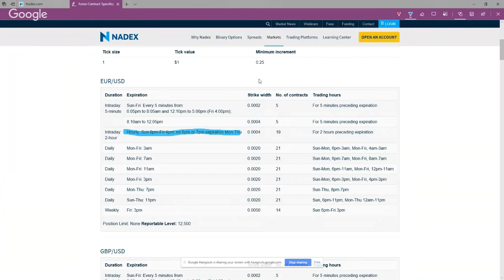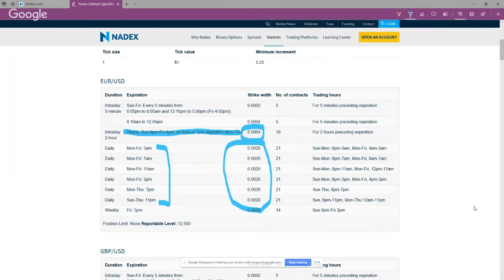Okay. But then it also tells you the strike width. There's a 4 pip strike width. And that means every 4 pips on a 2-hour binary, there is a strike available. Okay. You typically have 19 contracts. And on the daily, which is directly beneath that, you have actually a lot of dailies that are available. Notice that they all have a 20 pip strike width.